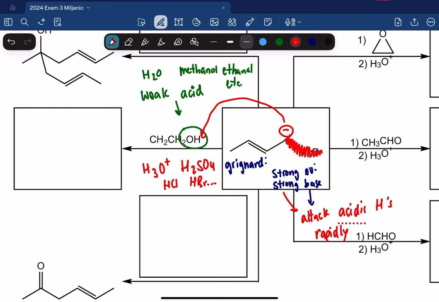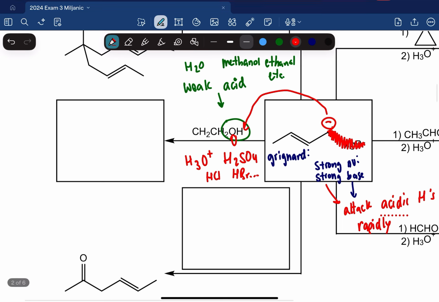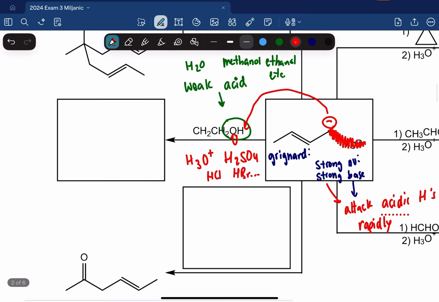It will just grab the OH, the H, and kick the bond there. So this will essentially just form the same compound, but now you don't have the Grignard. You have now attached the H here. So you don't need to show the H though. It's just kind of understood that you protonated it.